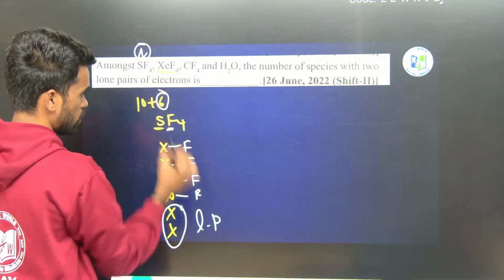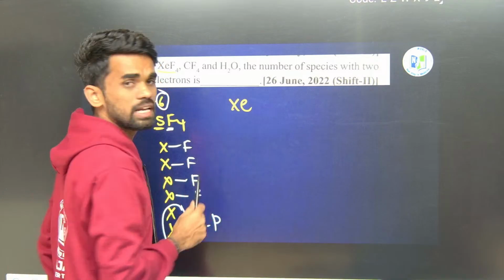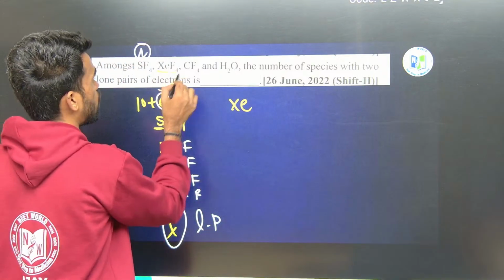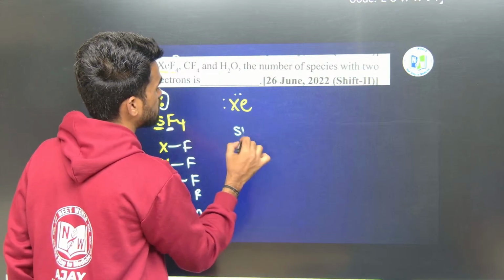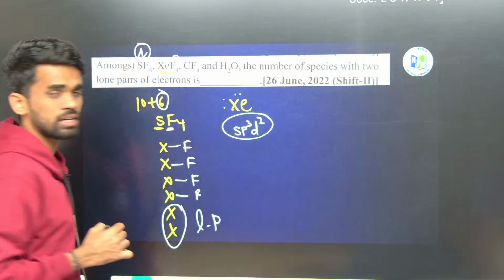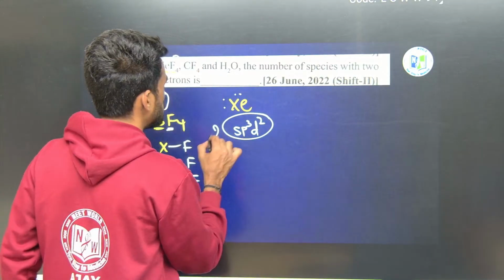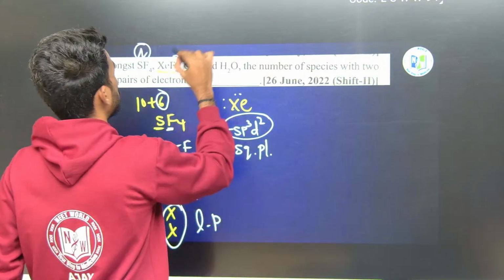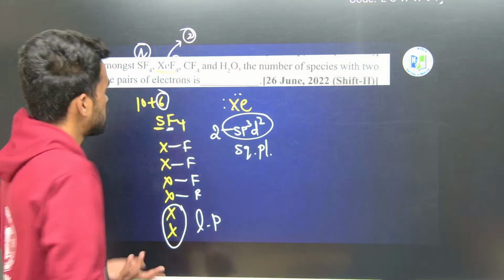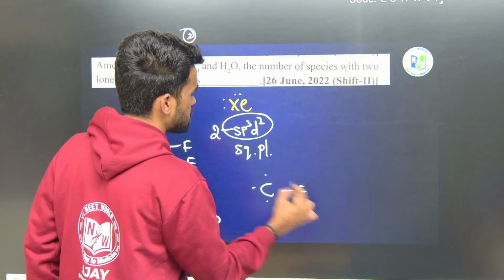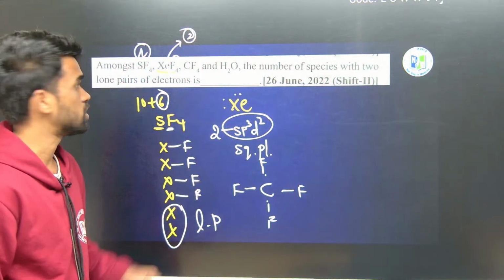Next, XeF4. Similarly, you take 8 electrons for xenon because it is the 18th group. Out of those 8, 4 bonds are formed. It means 4 more electrons are there, which remain as lone pair electrons. So it gets sp3d2 hybridization, octahedral, but having 2 lone pairs, it makes it square planar. So this will be square planar with 2 lone pair electrons. Similarly, CF4 has carbon with 4 valence electrons. Each valence electron pairs up with a fluorine atom, so there are 0 non-bonding or lone pair electrons in this compound.